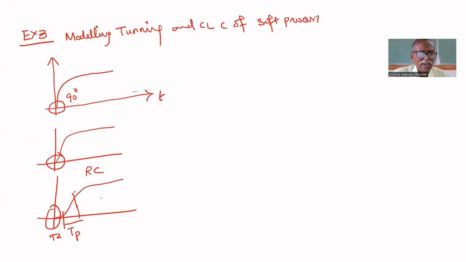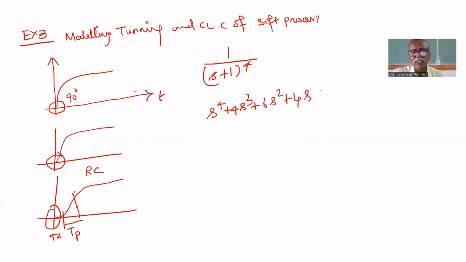That's why to get reaction curve, we are going to simulate a 4th order process. 4th order process, let us take this way, 1 by (s plus 1) to the power 4. That you have to simulate in MATLAB. So if you expand this, what you will get? s to the power 4 plus 4 s cube plus 6 s square plus 4 s plus 1. So how to get this? 1, 1, 1, 1, 2, 1.